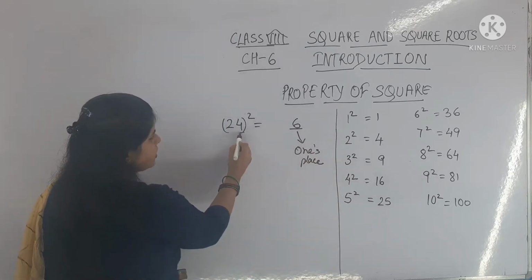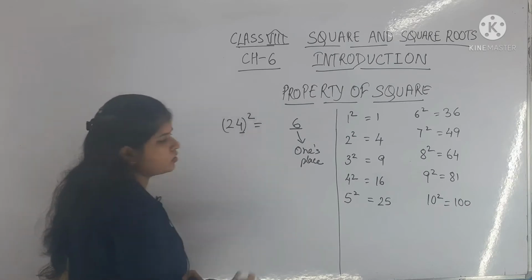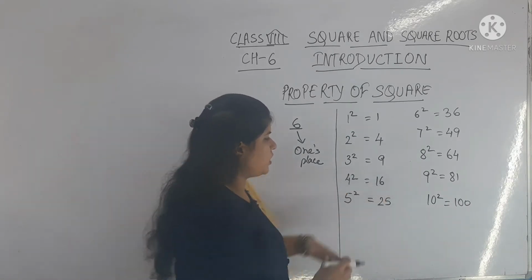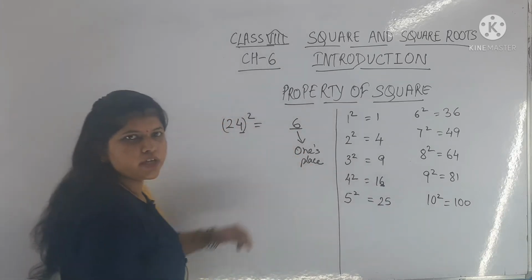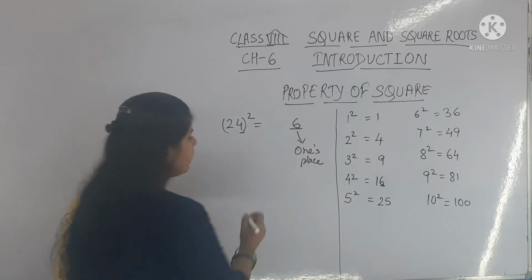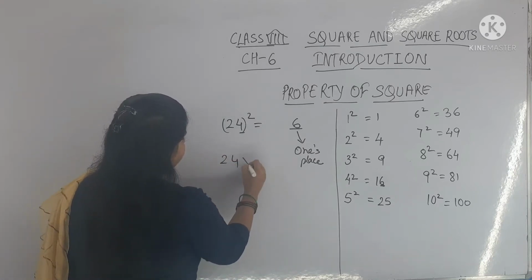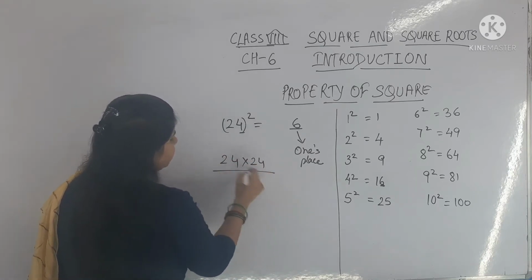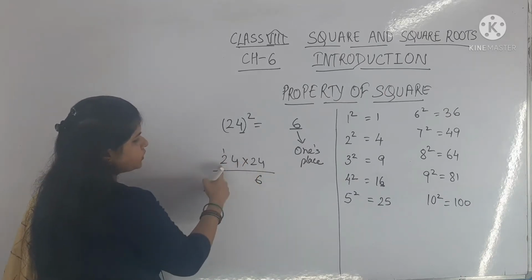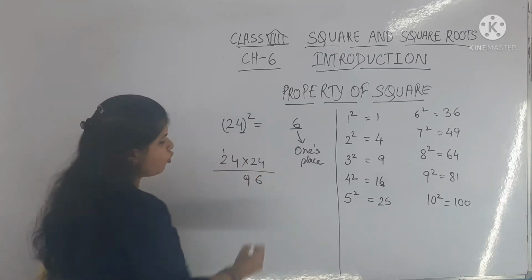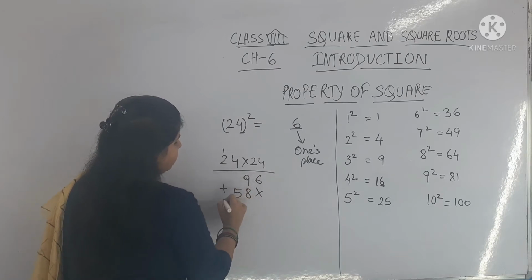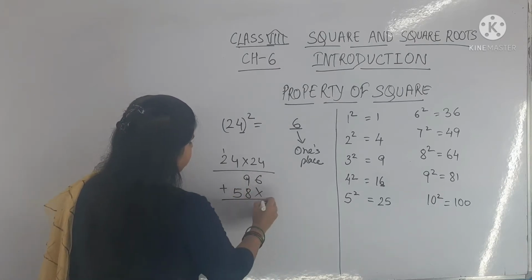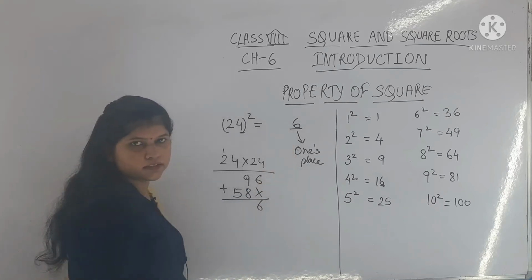Here you can see in the ones place, 4 square. So 4 4s are 16. Here the ones place is 6. So definitely it is having 6 as the ones place. You can calculate by multiplying 24 into 24. So 4 4s are 16, 1 is carry, 4 2s are 8 plus 1 is 9. Then 2 4s are 8, 2 2s are 4 plus 1 is 5. 6, it is the unit place.